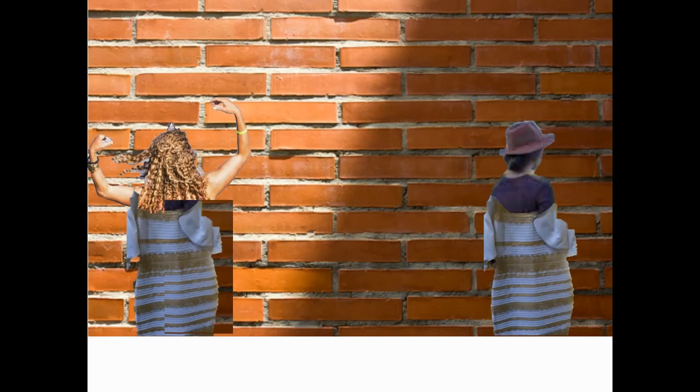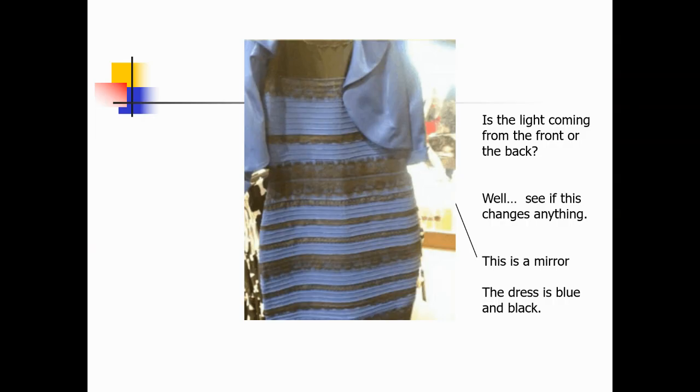So what was it in reality? Well, that would depend on if the light were coming from the front or the back. Let's see if this changes things. This area right here was a mirror. That means the light was coming from the front. That means the dress was blue and black.